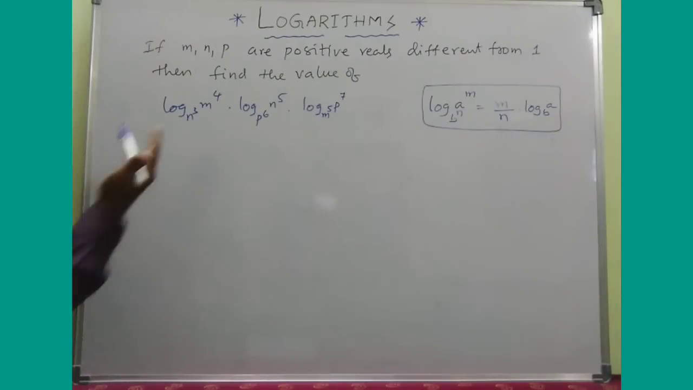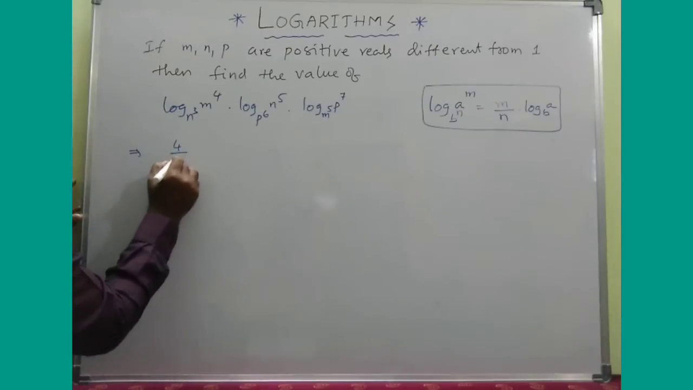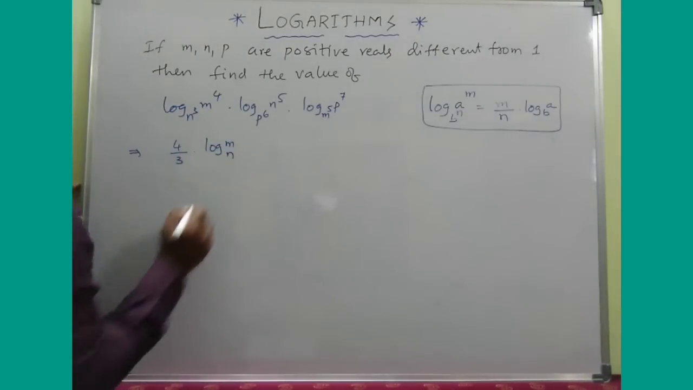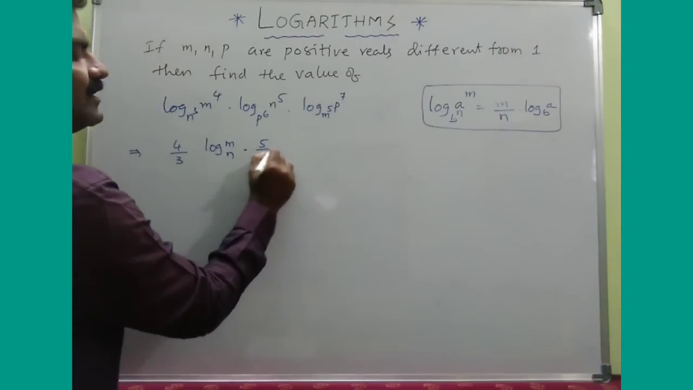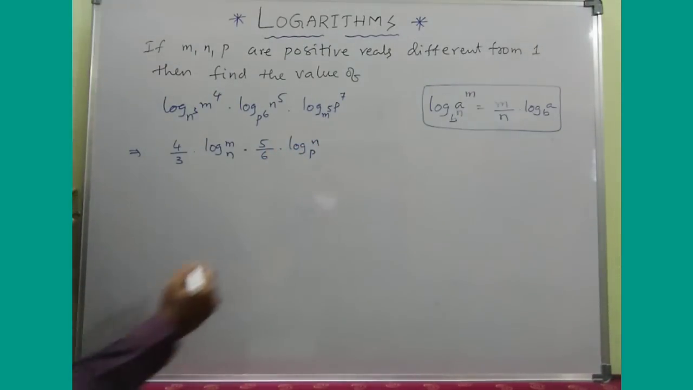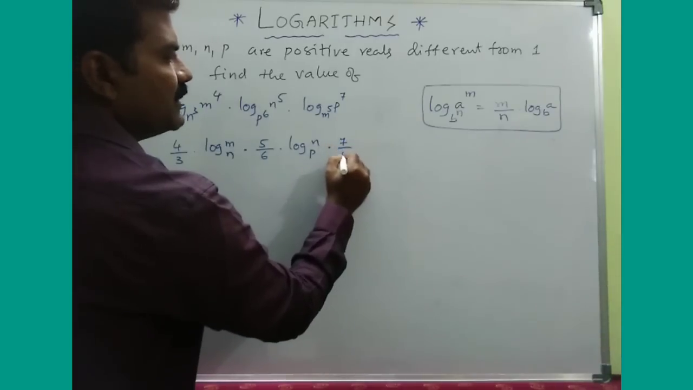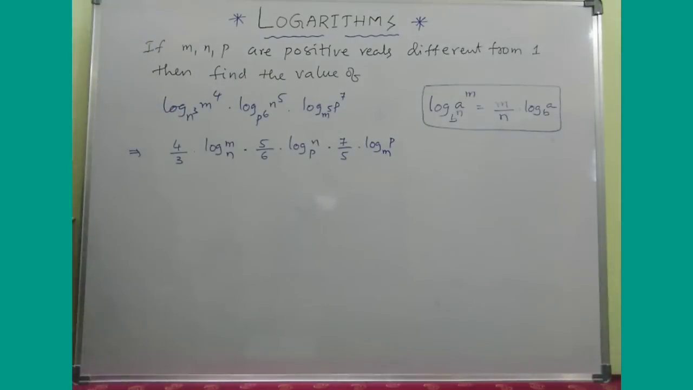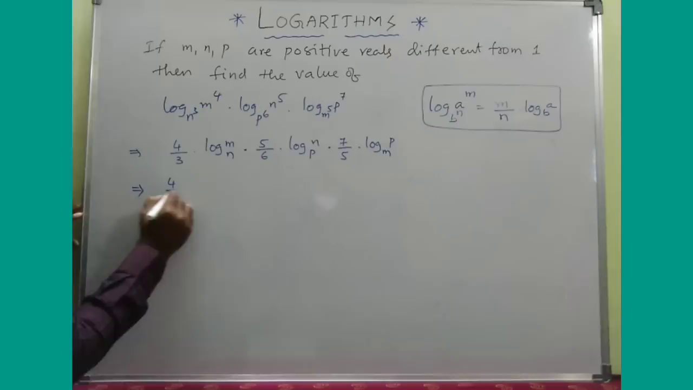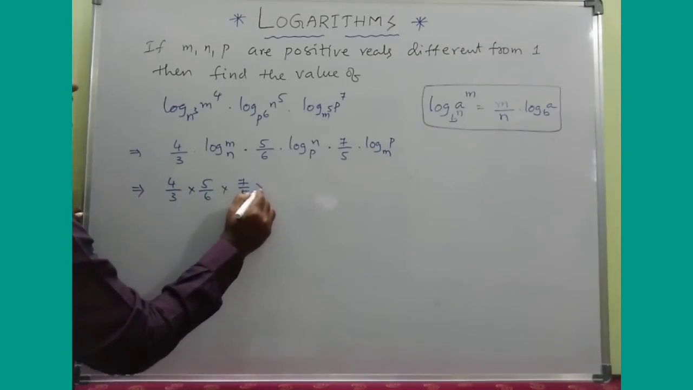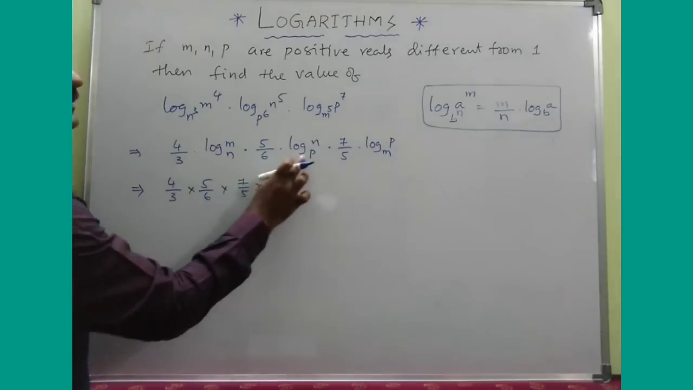In the same manner, m by n here is 4 by 3 into log m to the base n, into 5 by 6 into log n to the base p, into 7 by 5 into log p to the base m. So everything is a product. First write only the numericals, 4 by 3 into 5 by 6 into 7 by 5, so the logarithm terms are left over.